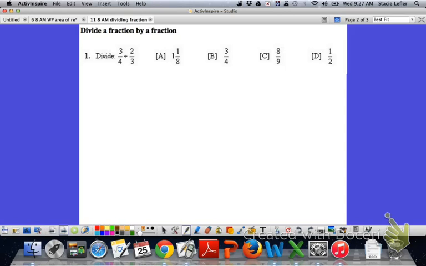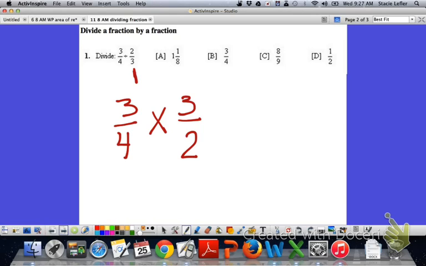So here we have 3/4 divided by 2/3. So dividing fractions, my, flip the second, and multiply. So we have 3/4. We flip the second, which is to multiply by the inverse. And then we change the divide sign to a times sign. And now we can multiply.